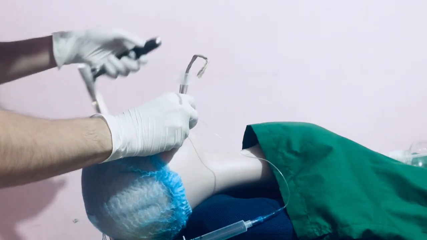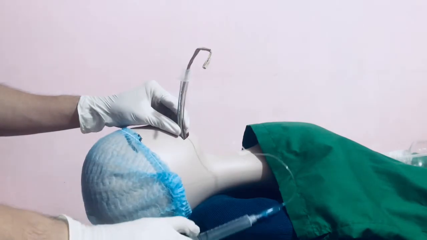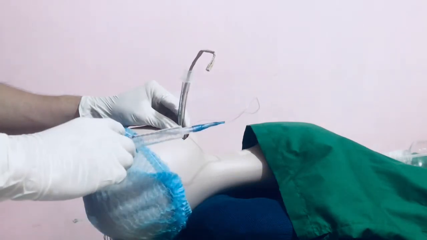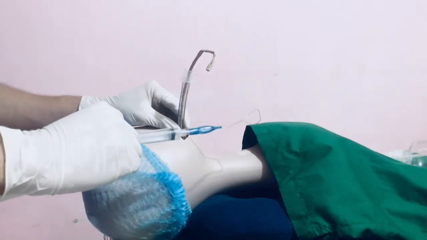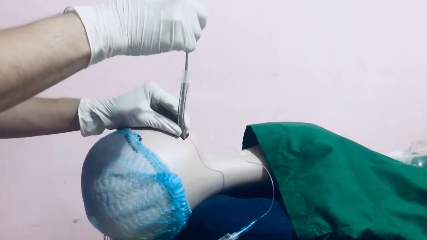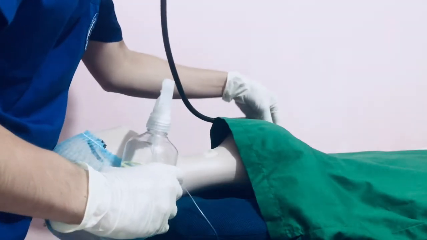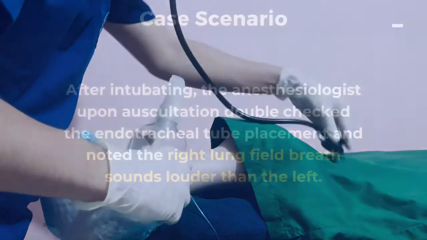Remove the laryngoscope. To secure the ET tube placement, inflate the cuff with 10 cc air using the syringe. Once done, remove the stylet. Attach the bag valve apparatus and auscultate the lungs and epigastrium to check proper placement.